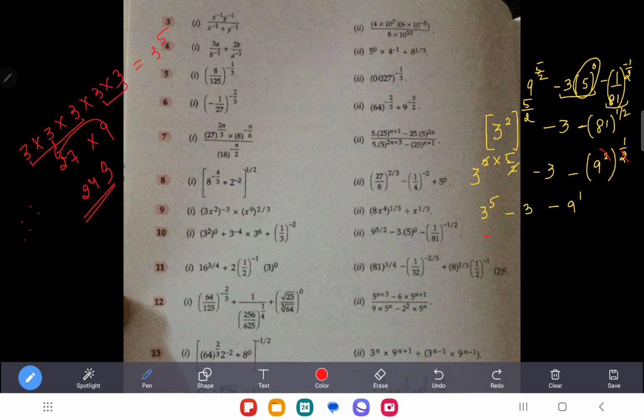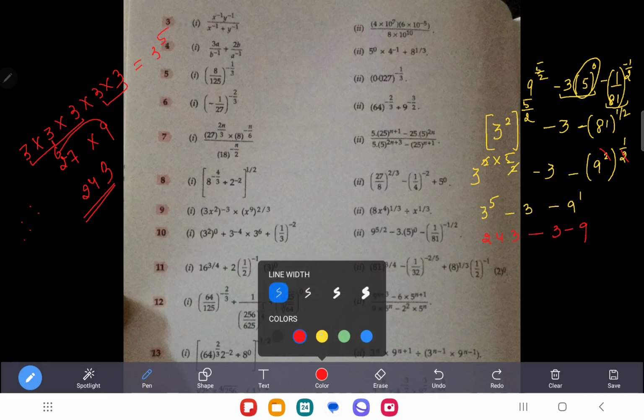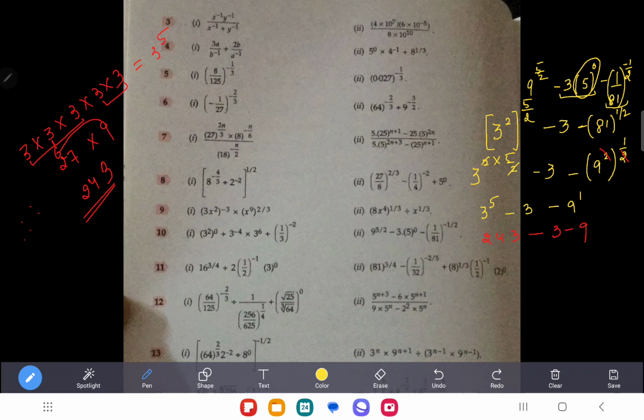So that's going to be 243 minus 3 minus 9. What is minus 3 minus 9? Minus 3 is going to be 240. 240 minus 9 is going to be 231. So that is my answer. Understood? So you can solve these questions. They seem to be a little lengthier, but they're not exactly. All they expect you to do is express the base in somebody's power.